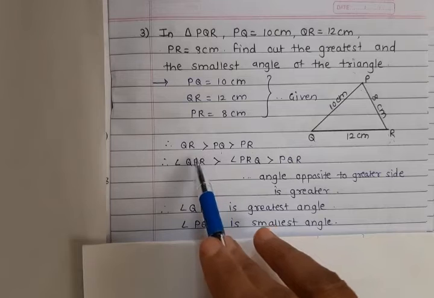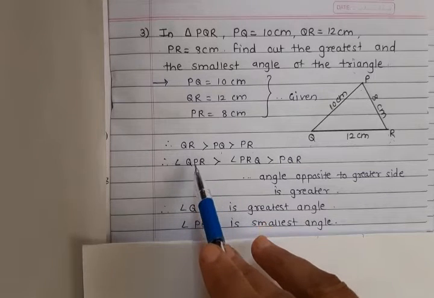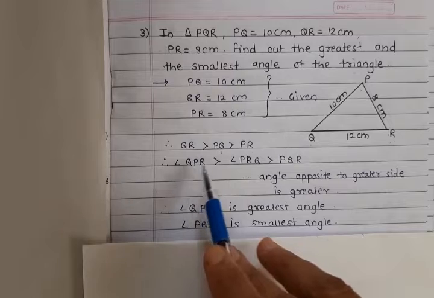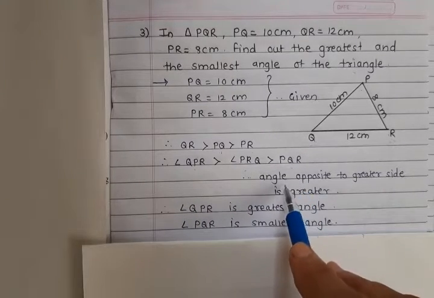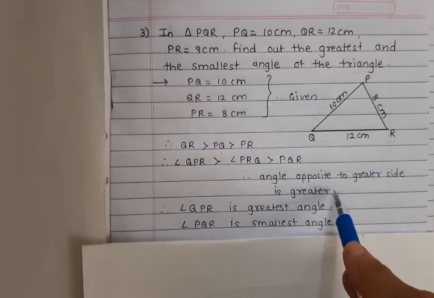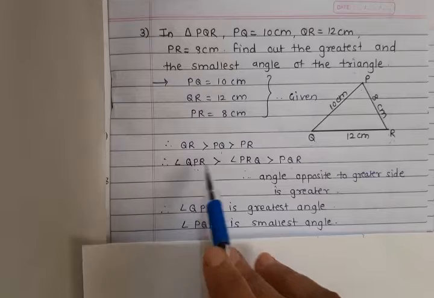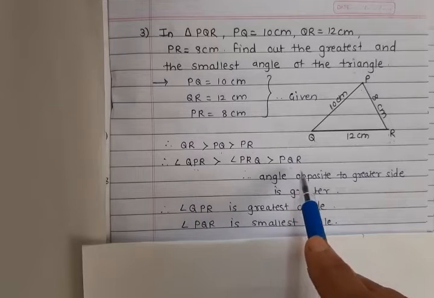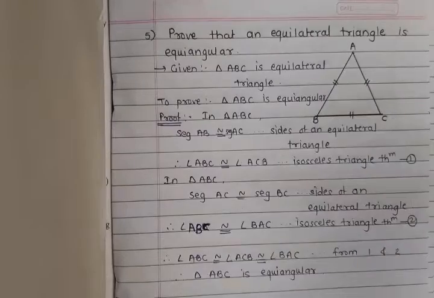Now as we know, the angle opposite to the greater side is always greater. So according to that, angle QPR is greater than angle PRQ is greater than angle PQR. That is, the angle opposite to the greater side is greater. That means we can say that angle QPR is the greatest angle and angle PQR is the smallest angle. Okay. Now we'll discuss the next example.